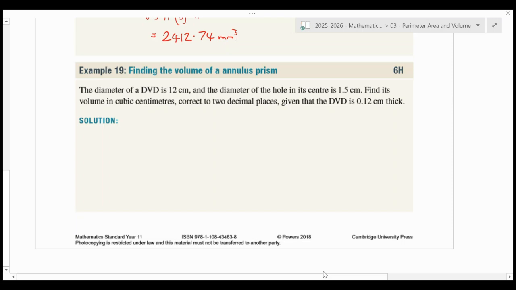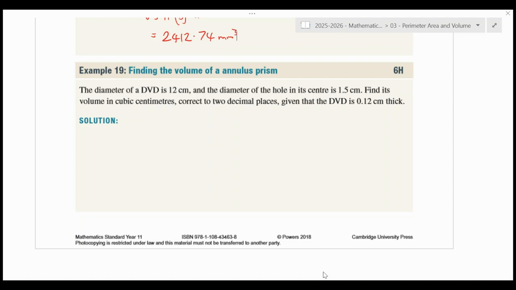All right. We are now finding the volume of an annulus prism. An annulus is basically a circle with a hole in the center. So an annulus prism is basically like a hollow tube, except we're finding the volume of the... Like if you thought about it as a bit of PVC piping, we're finding the actual volume of the plastic of the actual PVC.